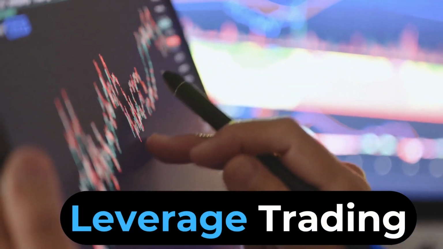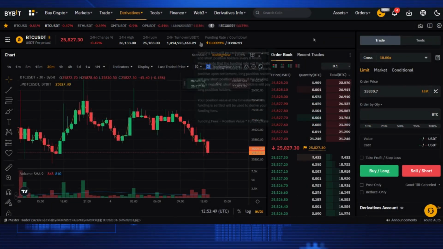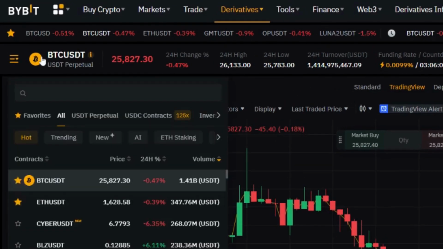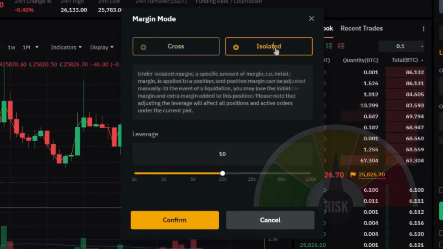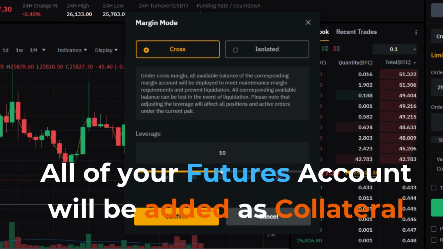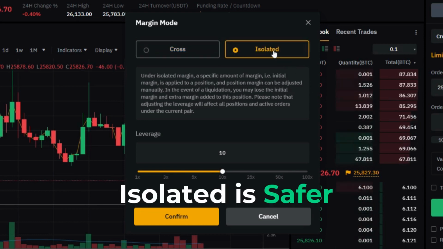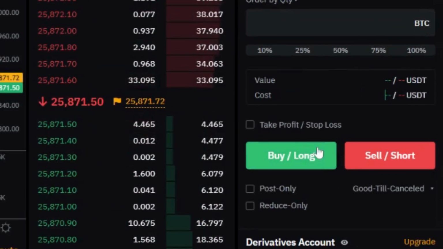Trading with leverage has its own risks, and you should always do your own research before investing. Let's choose the BTC/USDT pair. You can choose between cross and isolated. Cross is a riskier option because when you make a trade, the rest of your funds from your futures account will be added as collateral. With isolated, the funds that you're not trading are totally safe and won't be added as collateral. Just set your desired leverage and the price you wish to long or short Bitcoin, and we're good to go.